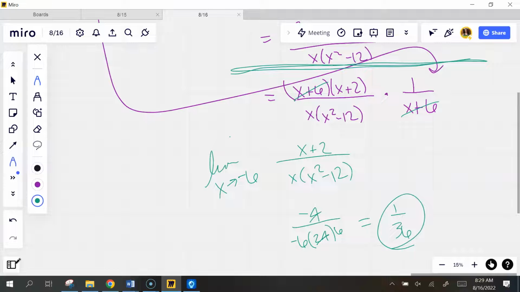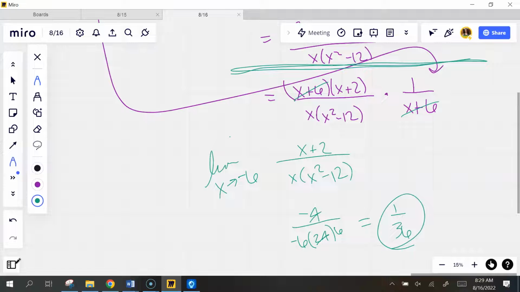That makes sense? It's a lot of algebraic manipulation. The better you get with this kind of stuff, the better you'll do on the test and all, because this is where everybody gets bogged down.